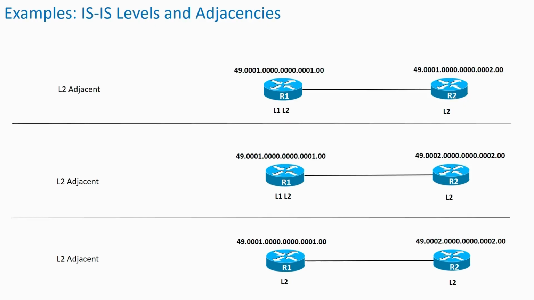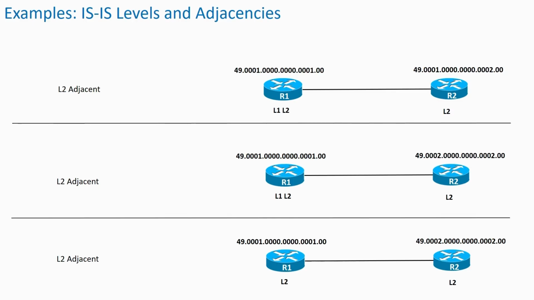Here, in the first example, router R1 is L1 L2 capable while router R2 is L2 capable. Here, they cannot form L1 adjacency because R2 is not L1 capable. But both routers will form L2 adjacency. In the second example, router R1 is L1 L2 capable, but router R2 is L2 capable. Router R2 belongs to a different area 49.0002, while router R1 belongs to 49.0001. Here, both routers will form L2 adjacency despite being in different areas.